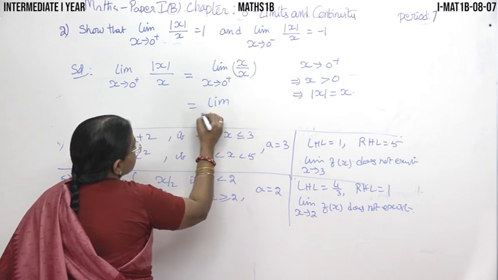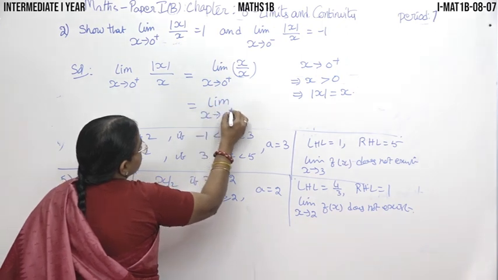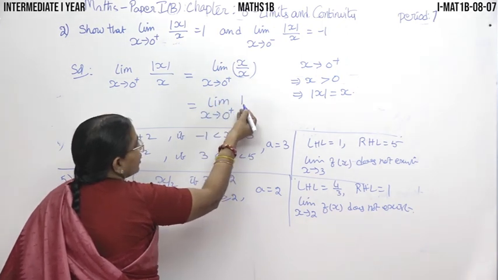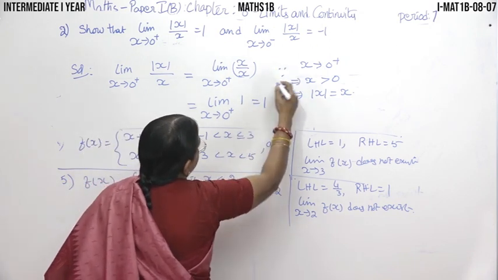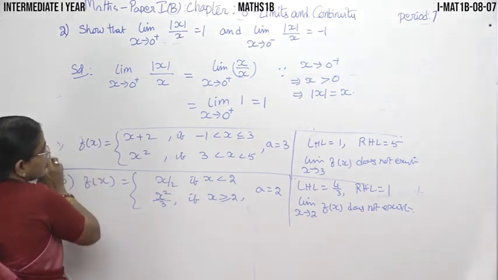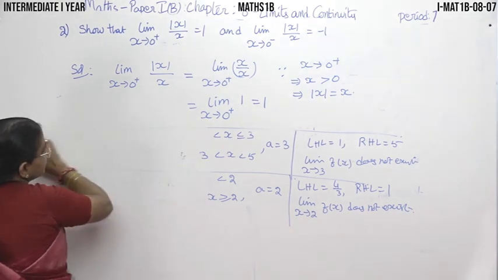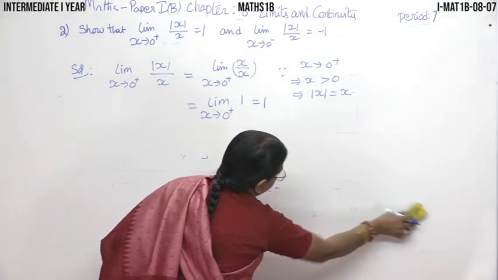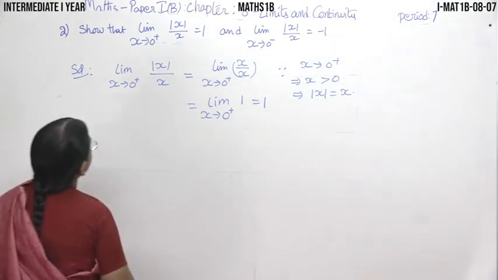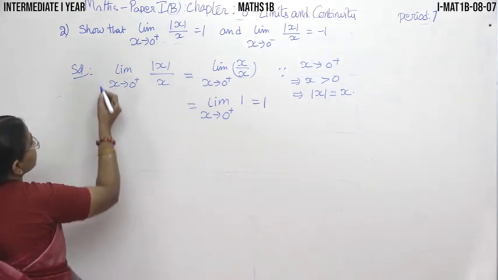So limit as x tends to 0 plus of 1. Limit of any constant number is that constant only. So you will write like this. So it is equal to 1. So like this you have to do. These steps are very important.